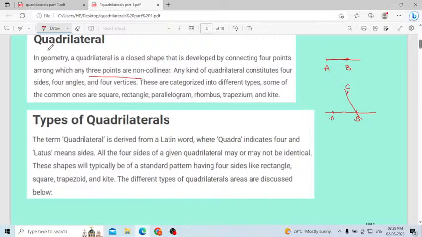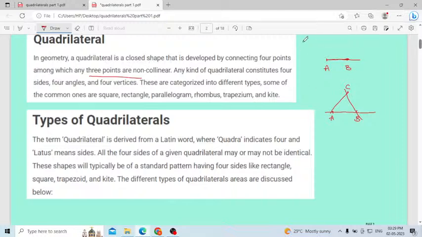Non-collinear points mean the points do not lie on the same line, maybe on different lines. Consider here the example AC. These 2 points, if you join them, they become collinear. But when you consider the points A, B, C, these three are non-collinear because these 3 points do not lie on the same line. They are on different lines. Okay. Therefore, according to the quadrilateral definition in geometry, a quadrilateral is a closed shape.